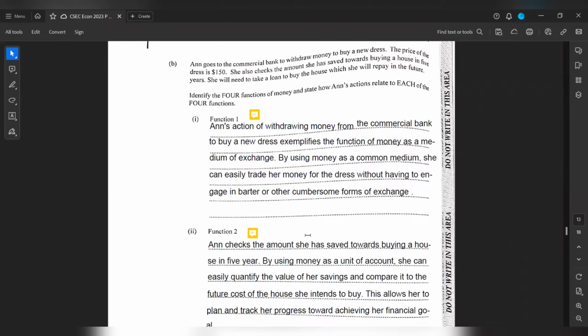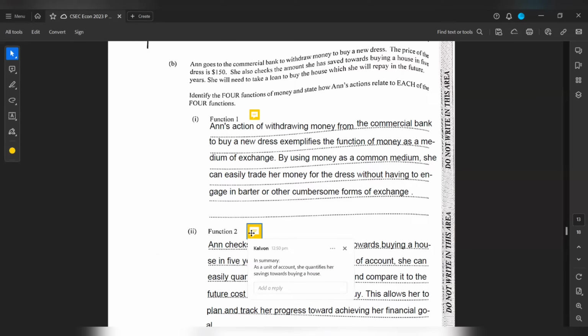Function 2, Anne checks the amount she has saved towards buying a house in 5 years. By using money as a unit of account, she can easily quantify the value of her savings and compare it to the future cost of the house she intends to buy. This allows her to plan and track her progress towards achieving a financial goal. In summary, as a unit of account, she quantifies the savings towards buying a house.